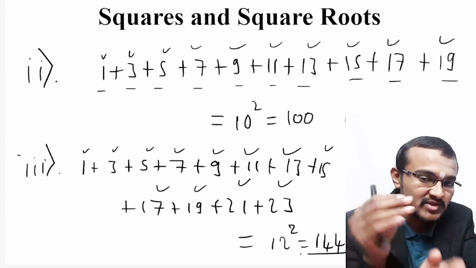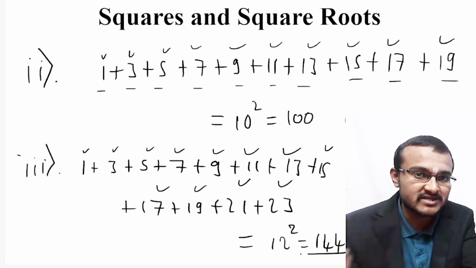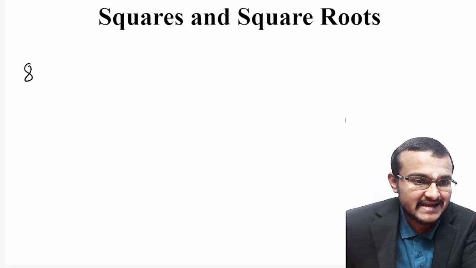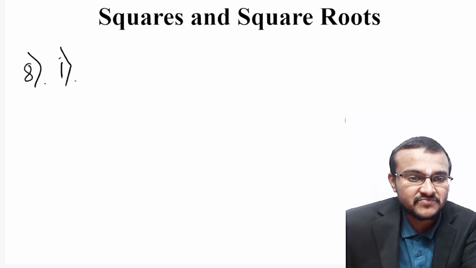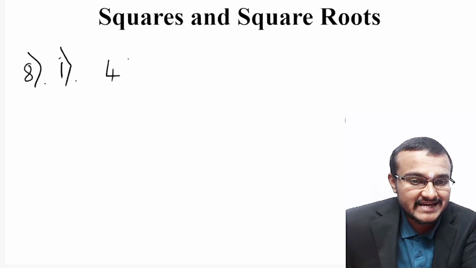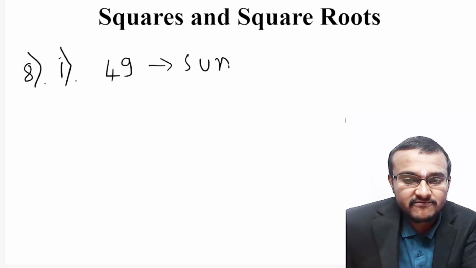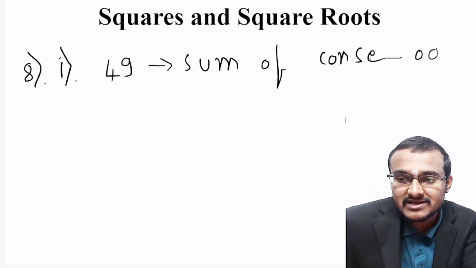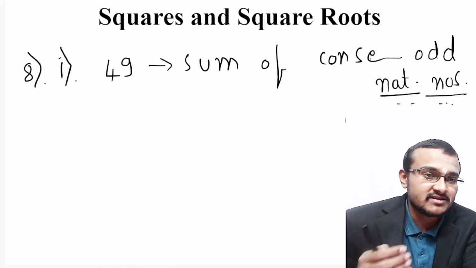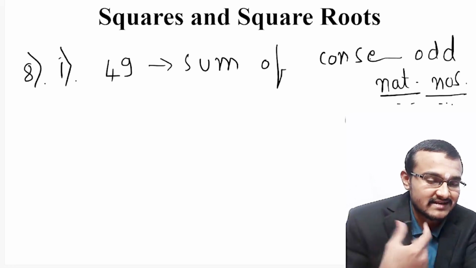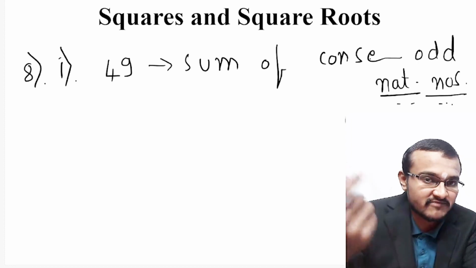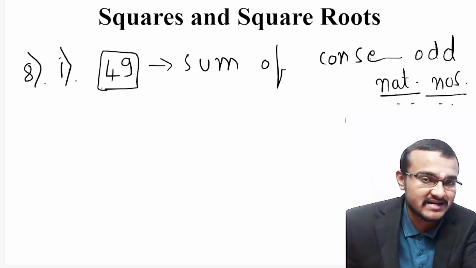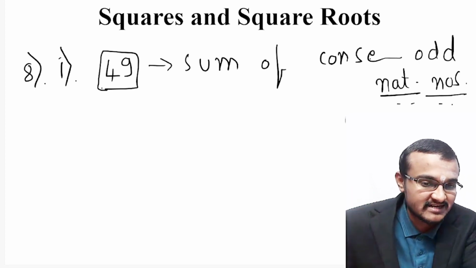So without adding them, using this logic of perfect squares, you can tell the answer for this 7th question. Coming to the 8th question, it is the reverse of the 7th question. They have asked us to express 49 as a sum of consecutive odd natural numbers. In the previous question, the sum of consecutive odd natural numbers starting from 1 gave you a perfect square. Now they have given one perfect square which you should express as a sum of consecutive odd natural numbers starting from 1.